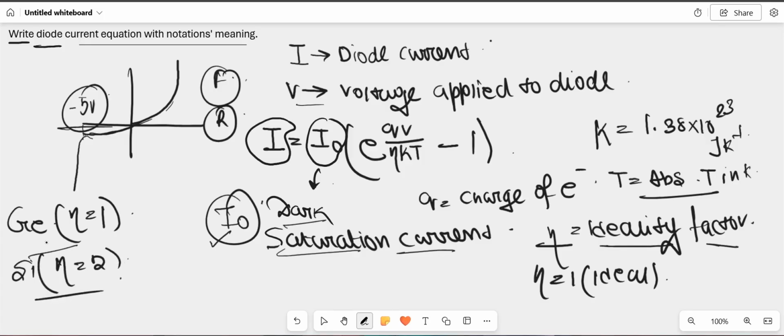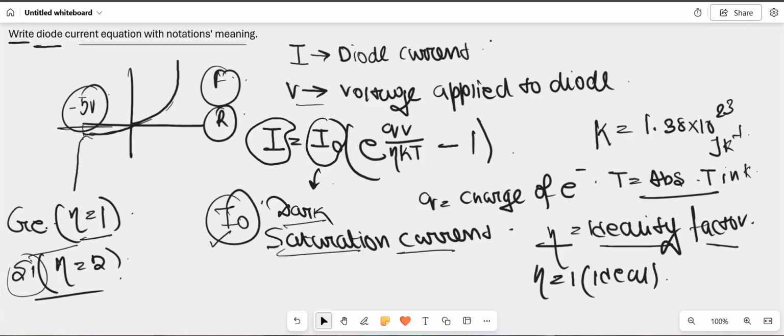So depending on the question, suppose in an example we are asked about the diode current equation for germanium, then we will put the value of eta equal to 1. But if we are asked about the silicon semiconductor, then the ideality factor will be equal to 2.